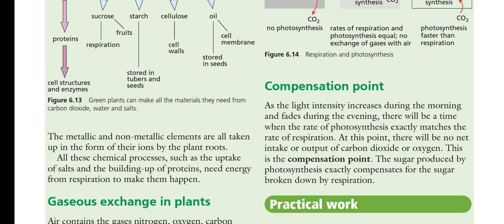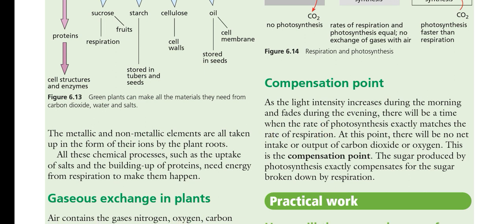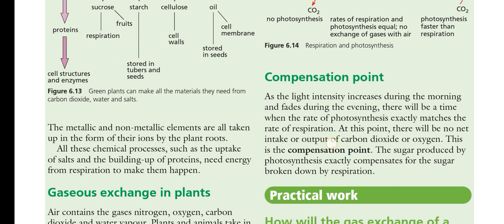Let's start reading to make it easy for you guys. As the light intensity increases during the morning and fades during the evening, there will be a time when the rate of photosynthesis exactly matches the rate of respiration. At this point, there will be no net intake or output of carbon dioxide or oxygen. This is the compensation point. The sugar produced by photosynthesis exactly compensates for the sugar broken down in respiration.